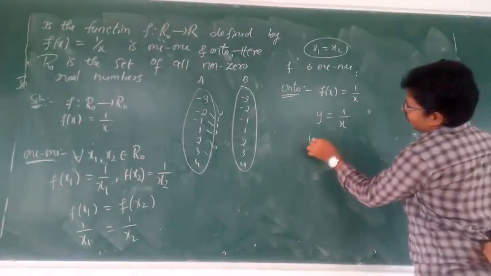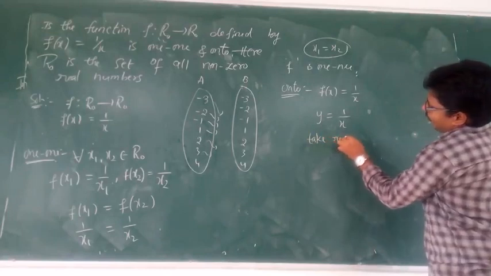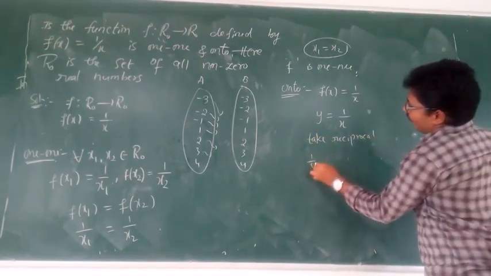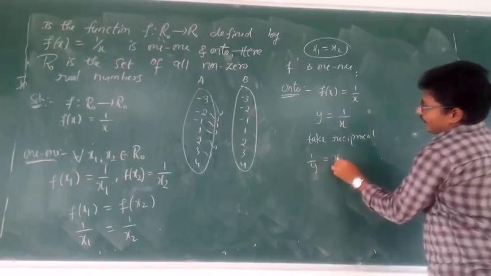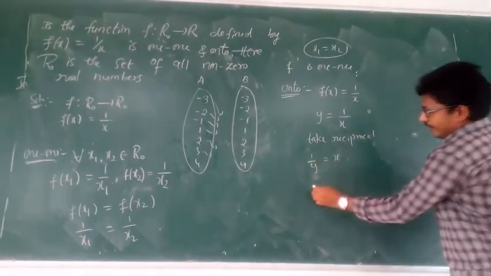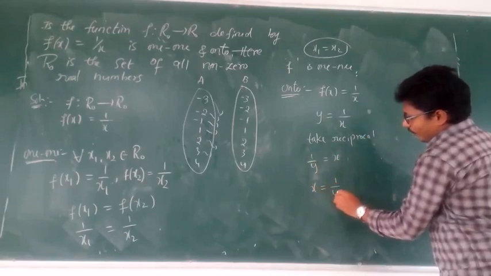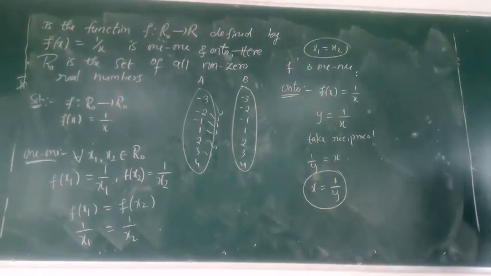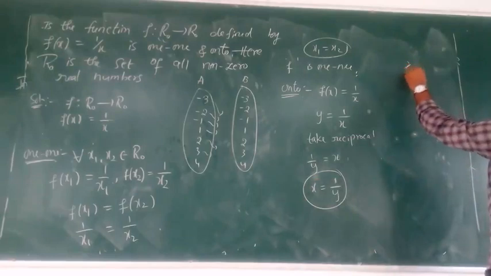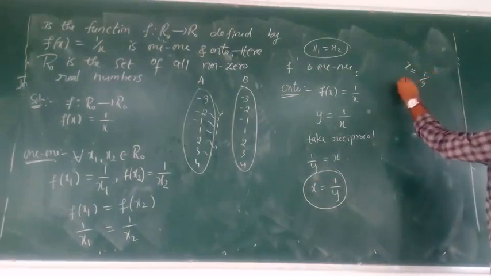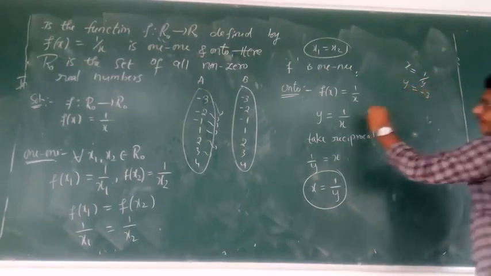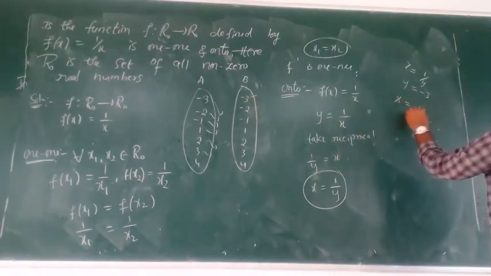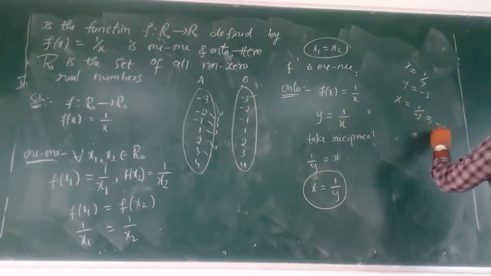So take reciprocal. What happens? Taking reciprocal, 1/y is equal to x. x is equal to 1/y. Fill up as you go. So what happens? x is equal to 1/y, y is equal to -3. Fill up, what happens here? x is equal to 1 divided by -3, which means -1/3.